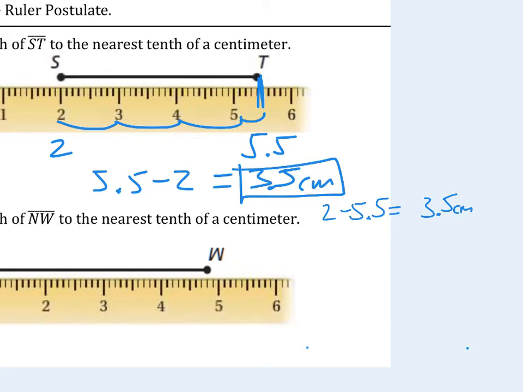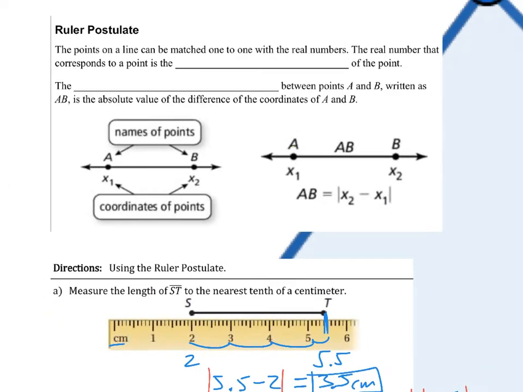And so how do we make something positive? Do you remember from algebra what we used to make things positive? We had this little thing called an absolute value. So if we take the absolute value of negative 3.5, that's positive 3.5. So absolute value makes it positive. That's our postulate there.